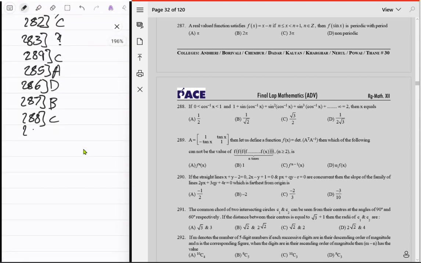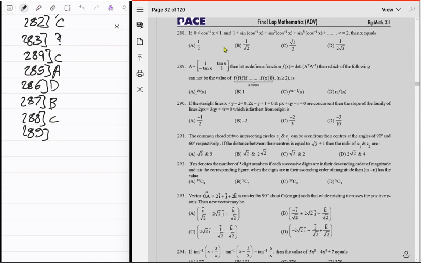289. A is equal to this, then let us define a function f of x is equal to determinant of A transpose A inverse. Which of the following cannot be the value of f? Okay, fine. Determinant of this is like determinant of A times the determinant of A inverse. Come on, ये तो कोई बच्चा भी समझ जाए. Unless of course ये 0 हो जाए, that cannot happen, of course. So yeah, f(x) is equal to 1. Oh, right. f(x) is in fact 1 throughout. It doesn't matter, right?